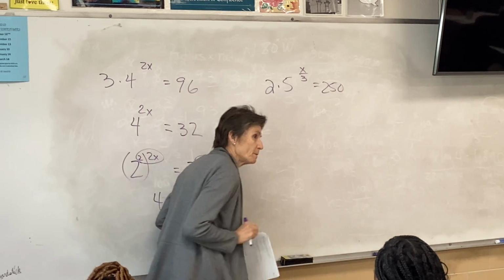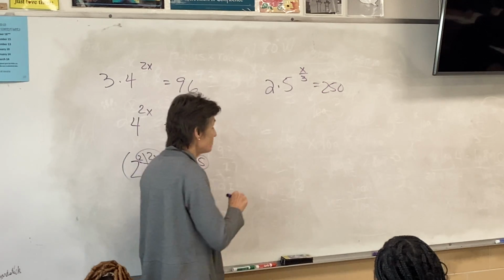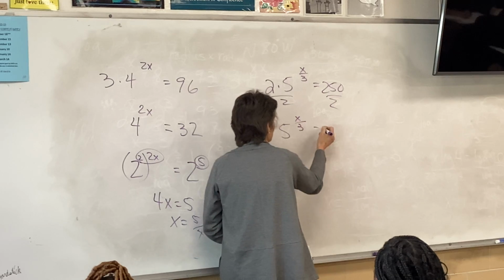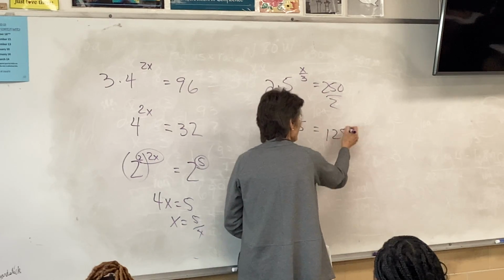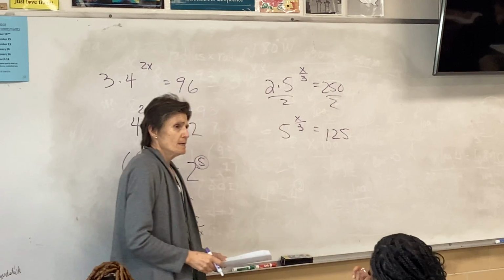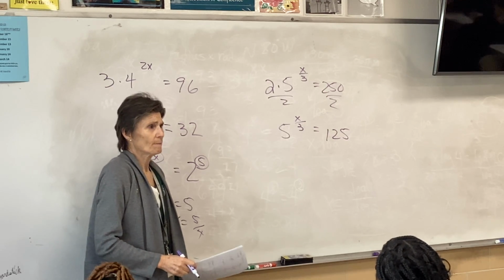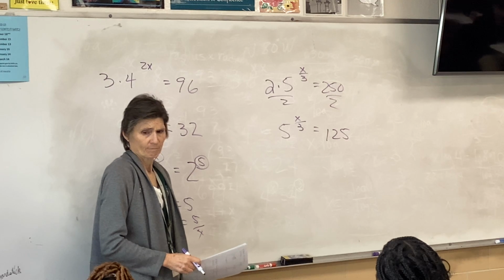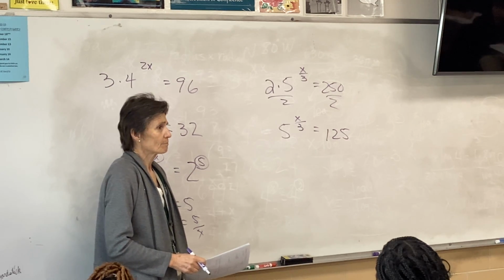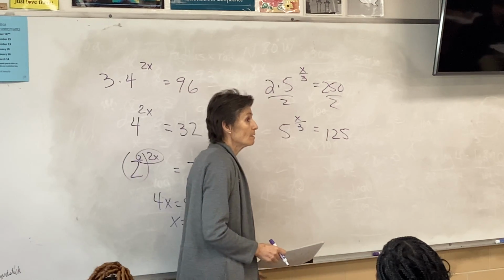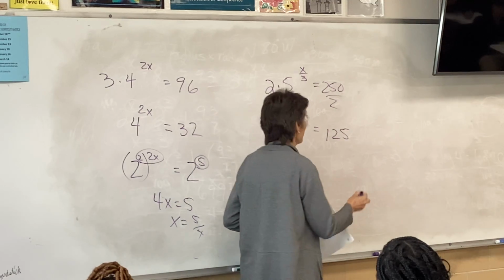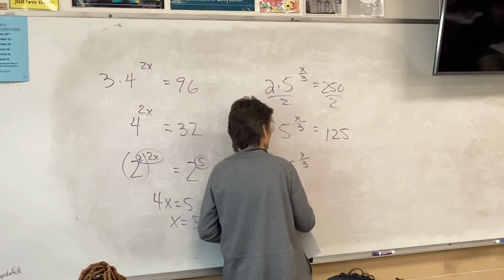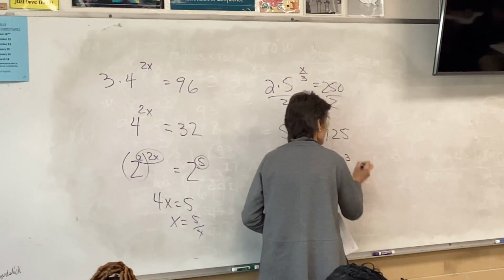What's the first thing we're gonna do, Peter? Divide. Yep. So 5 to the x over 3 equals 125. Anything special about 125? It's 5 cubed. Yep, it's 5 to the 3rd. So 5 to the x over 3 equals 5 cubed.